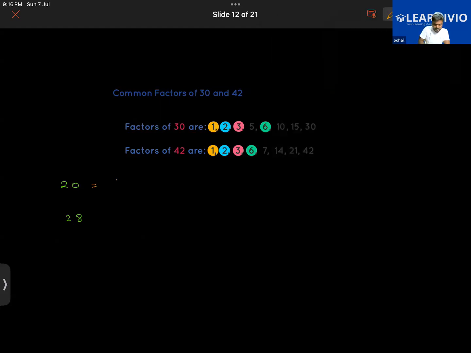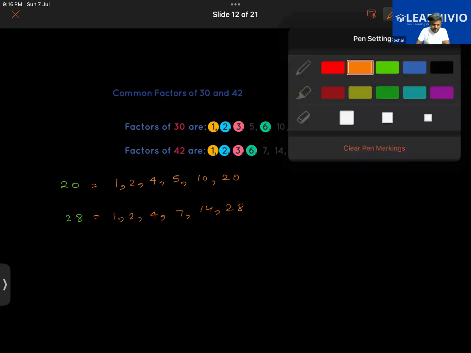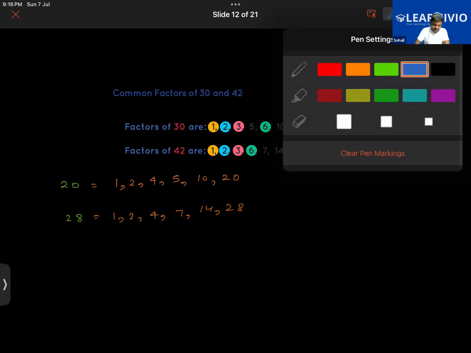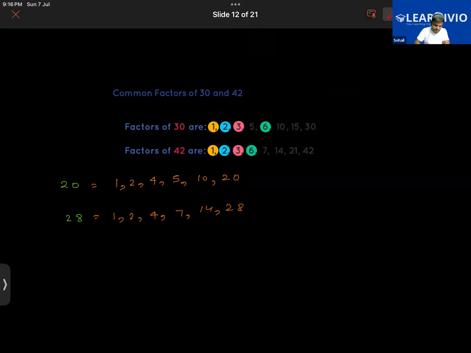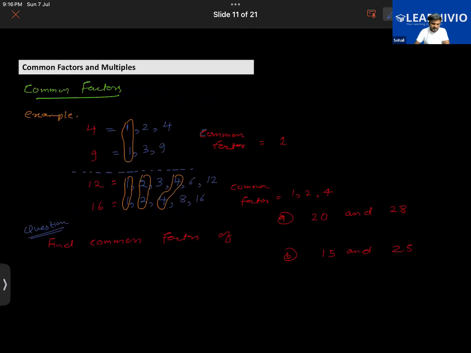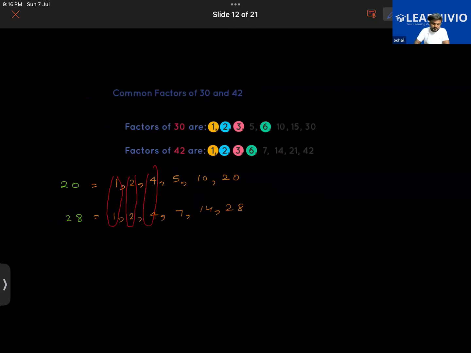Yes. So 1 is a factor of 20. 2, 4, 5, 10, and 20. These are the factors of 20. 1, 2, 4, 7, 14, and 28. These are the factors of 28, right? So the common factors that we can observe here are as follows. 1 is a common factor, of course. 2 is a common factor. 4 is a common factor. So these are the common factors as both of you have found out. Very good. Similarly, find the common factors of 15 and 25 also. Sir, I'm done with B. Yeah, what answer are you getting?